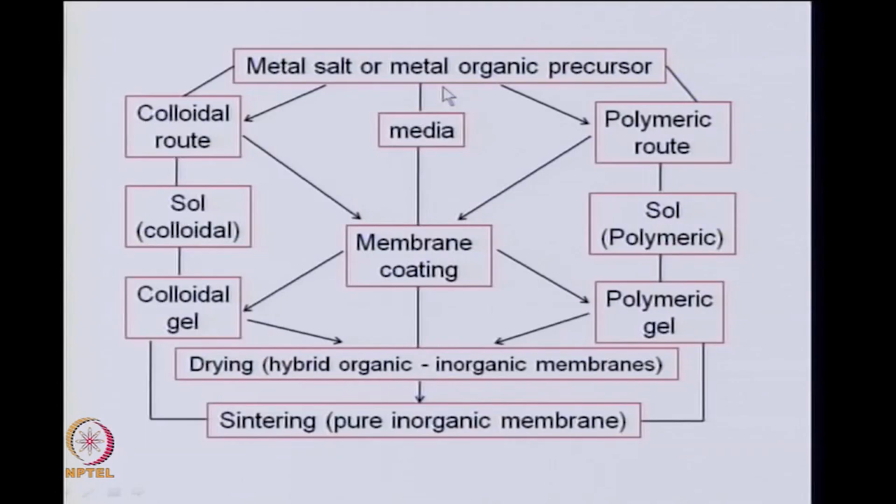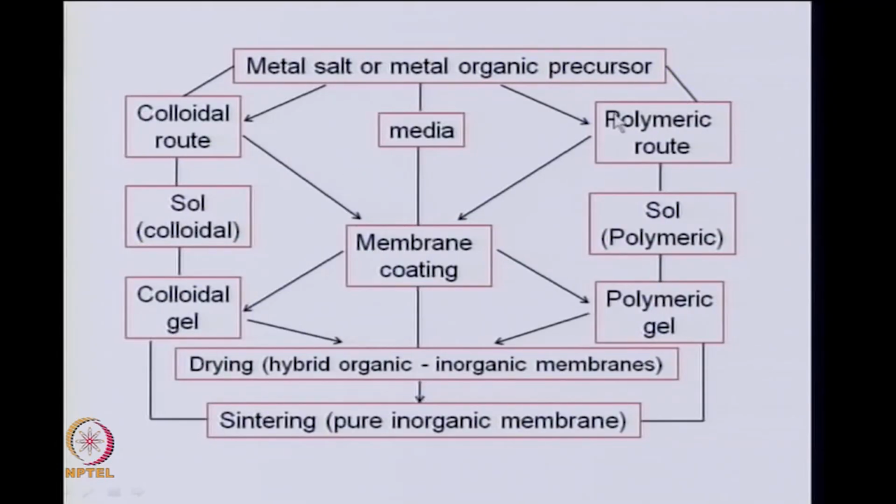So, you can follow either the colloidal route or the polymeric route to do this sol gel chemistry. Typically if you follow the colloidal route, you get a colloidal sol and then a colloidal gel, and you can dry it to get a hybrid organic inorganic membrane, or you can sinter it at higher temperature to get a pure inorganic compound like TiO2 or zirconia, or an oxide like barium titanium oxide through this route.